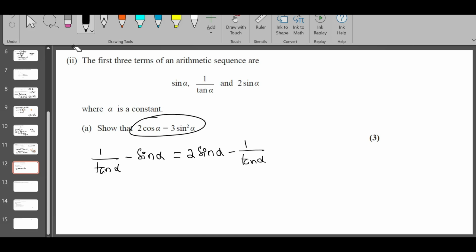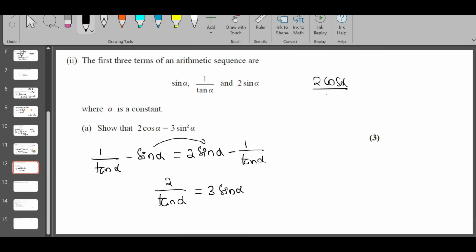Now from here we need to frame this equation. I'm going to bring this here, 1 over tan alpha this side. So 1 over tan alpha plus 1 over tan alpha, 2 over tan alpha is equal to 3 sine alpha, right? Tan is sine over cos, so 1 over tan is cos over sine, so 2 cos over sine, right? Multiply throughout by sine, you got the answer already. 3 sine square alpha. That's all.